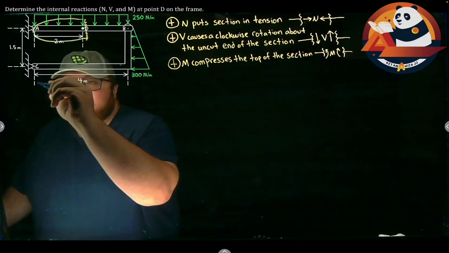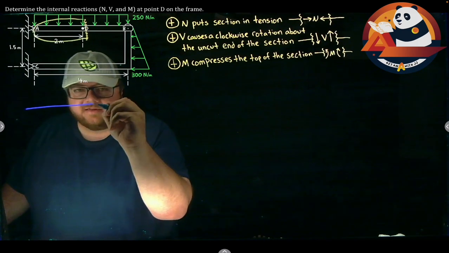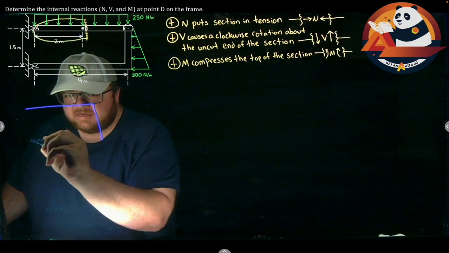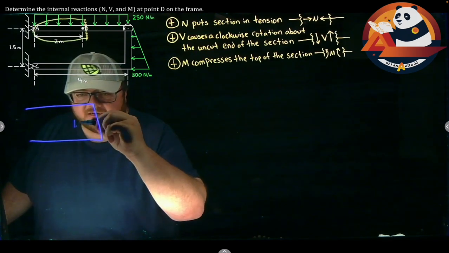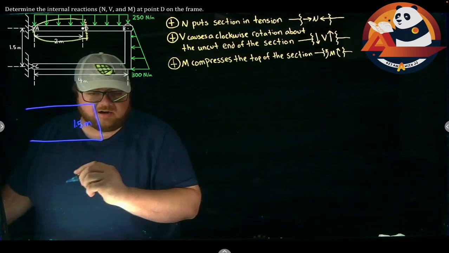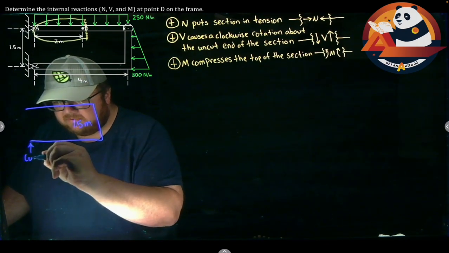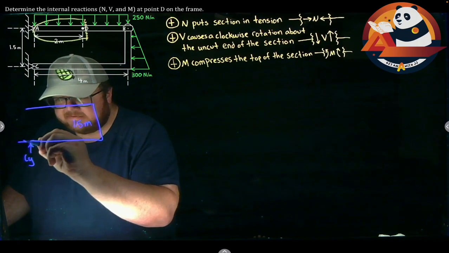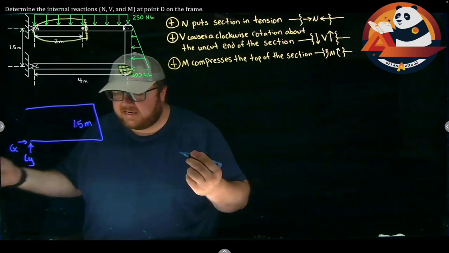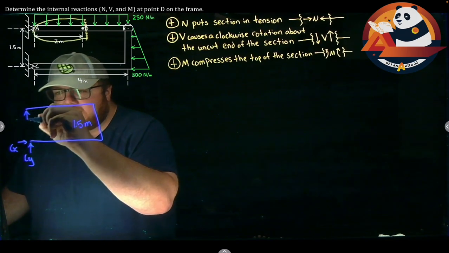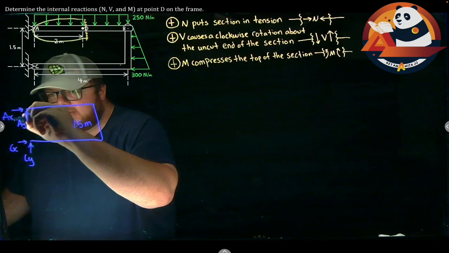So I'm going to come in and make a real quick free body diagram. Our entire frame looks something kind of like this. My height in here, this is 1.5 meters tall. At C, I should have a CY and a CX. And up at A, I should have an AX and an AY. So I'll put that going up, AY, and to the right, AX.